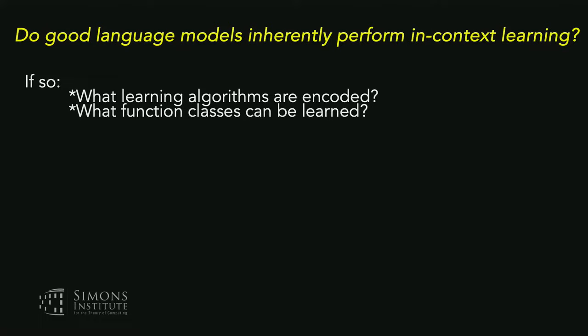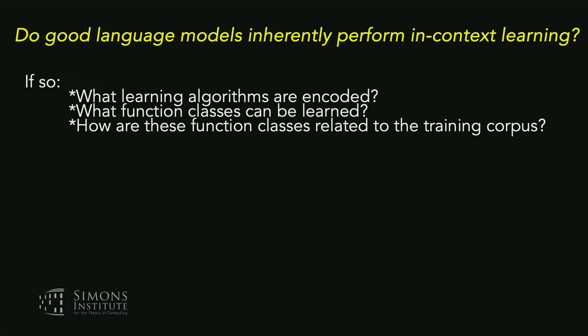So there are lots of questions. If all good language models do this, one question is, what actual learning algorithms have been encoded in these fixed weights? A slightly more refined version: never mind the algorithms, but what sorts of function classes can they learn in context? And then there are slightly harder to probe questions that I think are even more interesting. If the large trained language models do inherently do this in-context learning, how are the sorts of function classes they can learn in context encoded in or related to the training corpus?